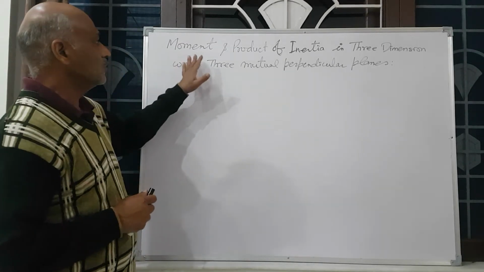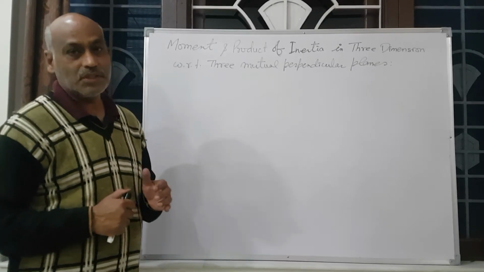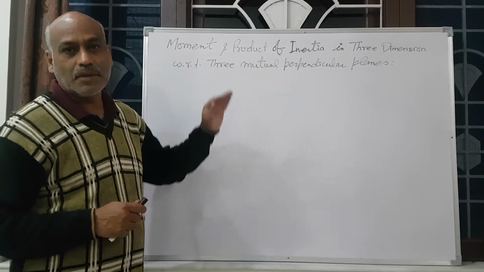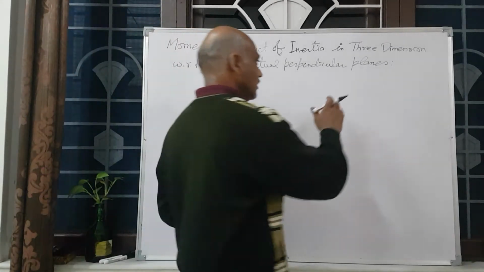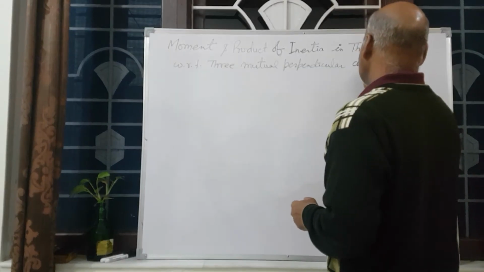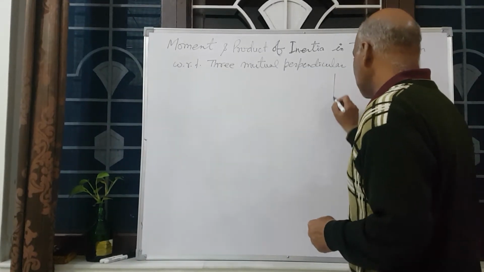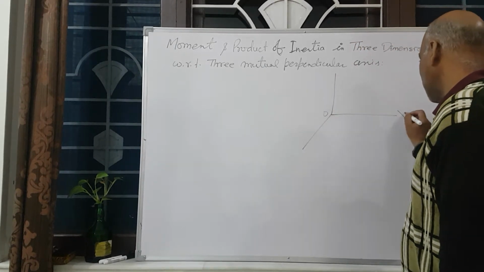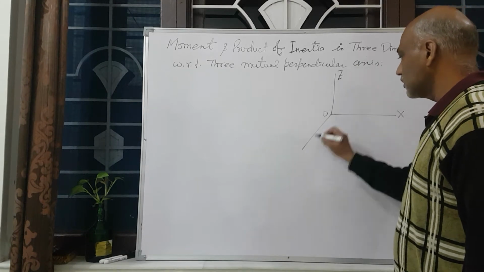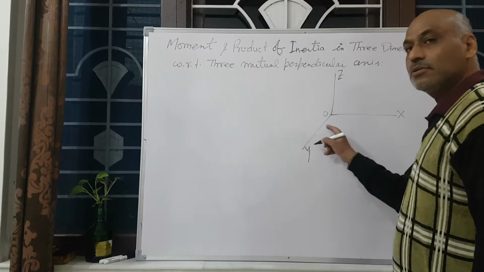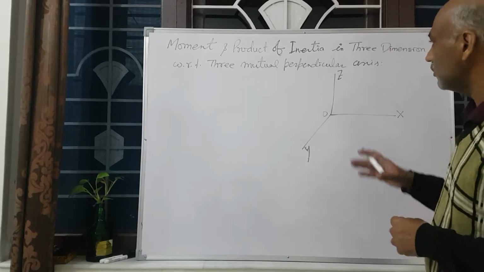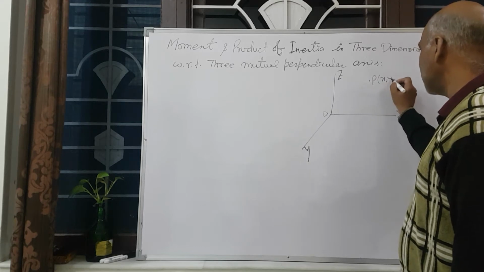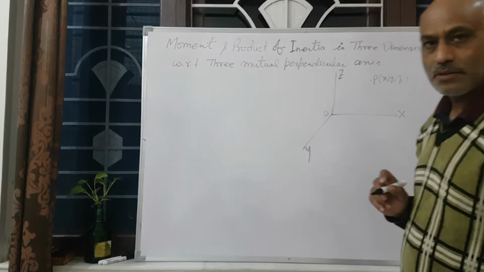So now we will discuss moment of inertia and product of inertia in three-dimensional coordinates with respect to three mutually perpendicular axes or planes. Suppose these are mutually perpendicular axes: this is OX, OZ, OY. OX, OY, OZ are three mutually perpendicular axes, and P is a particle whose coordinates are X, Y, Z.